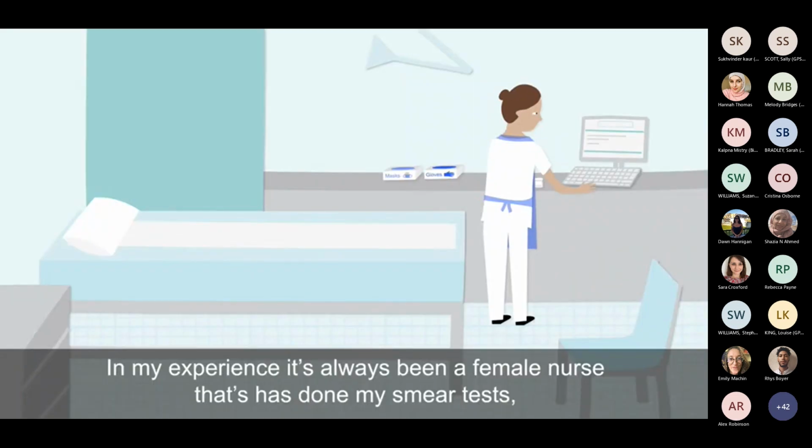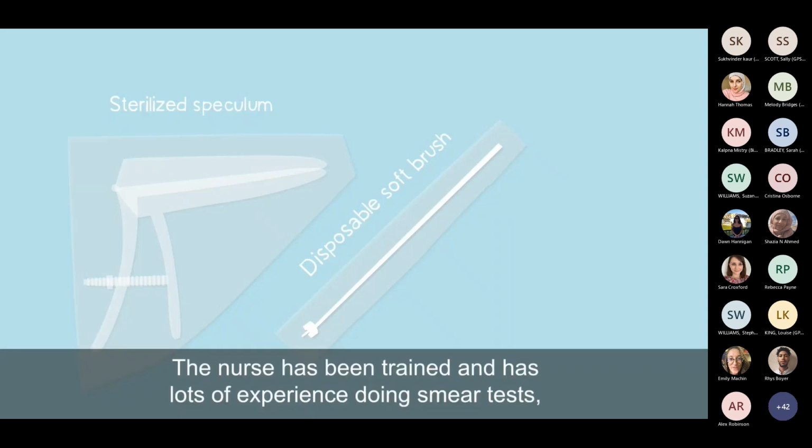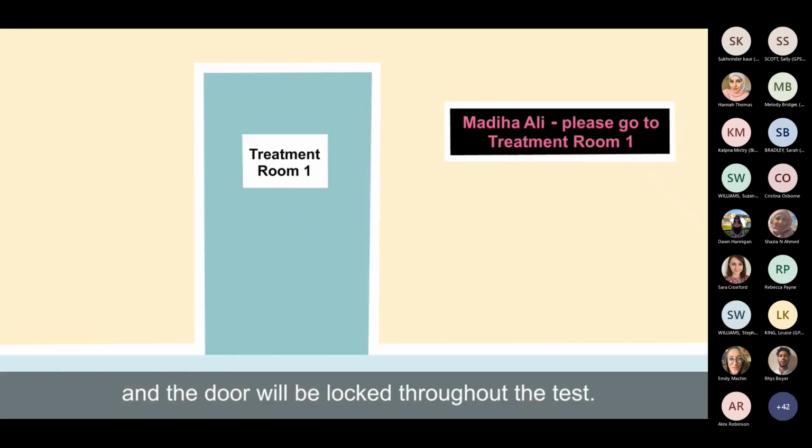My experience is it's always been a female nurse that has done my smear test. However, if you have a concern that it may not be, you're free to ask. The nurse has been trained and has lots of experience doing smear tests. Anything discussed in the room will be kept private and confidential, and the door will be locked throughout the test.